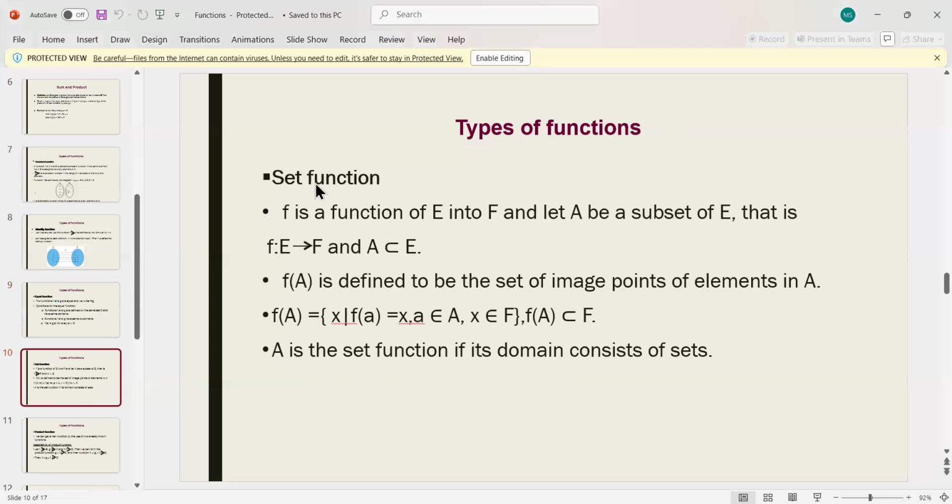The types of functions, set function. f is a function from E into F and let A be a subset of E. That is, f such that E goes to F and A is a subset of E. f of A is defined to be the set of image points of elements in A, that is, f of A is the set of x such that f of a equals x, where a is a member of capital A and x is a member of capital F. So therefore the whole image set is a subset of F. f is a set function. Its domain consists of sets.